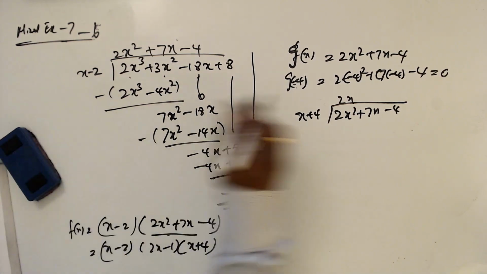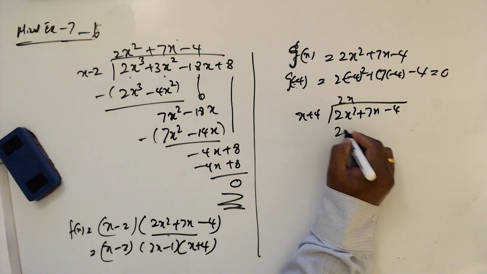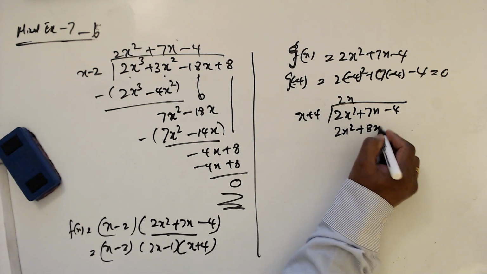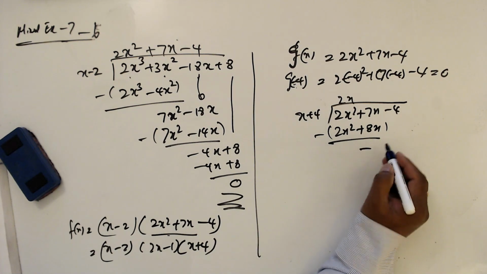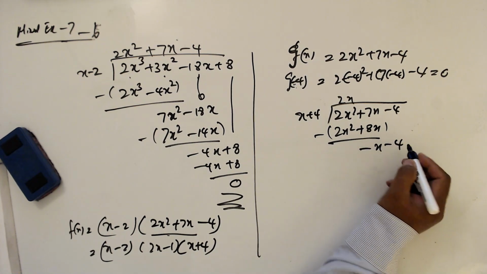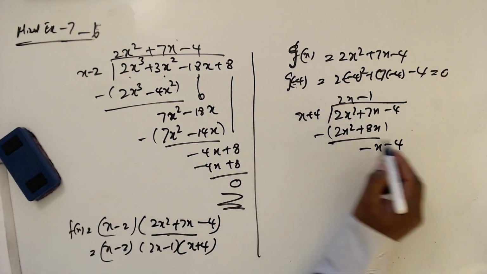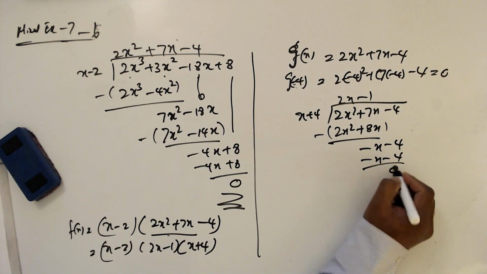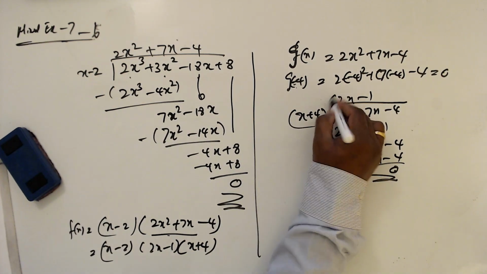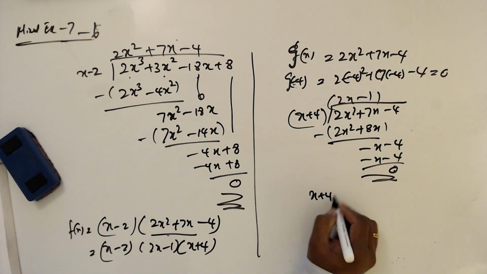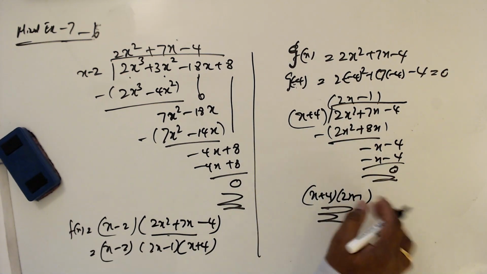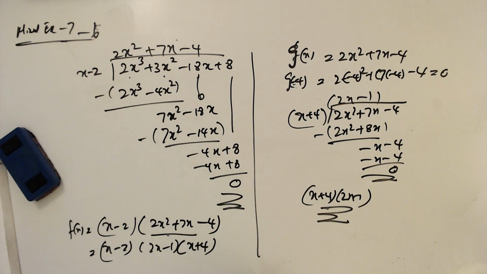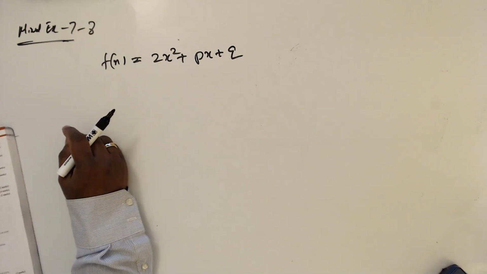So now still this is 2x square. This is going to be 8x. Then when you minus, this is going to be minus x and minus 4. It's going to be minus x minus 4, 0. So x plus 4 times 2x minus 1. I know this is lengthy, but I am doing it for your knowledge. Question number 8.